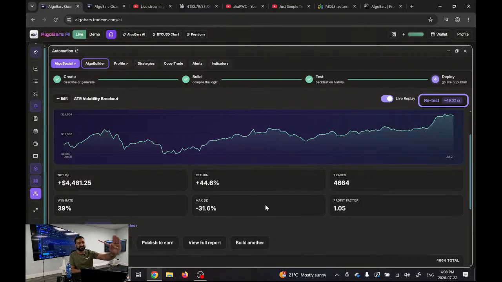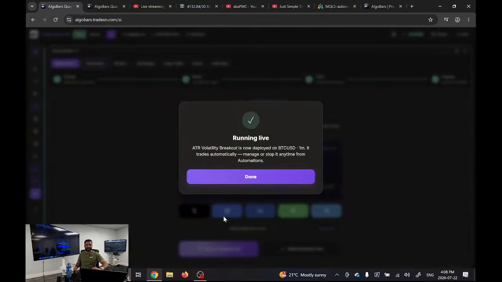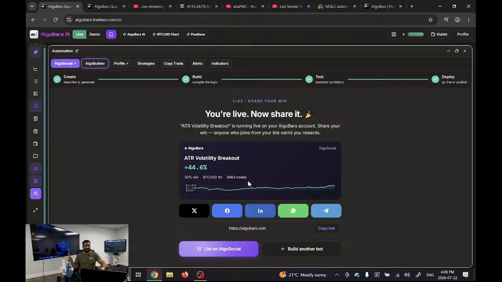And now if I like this strategy, let me show you how easy it is. You just click deploy it live. Okay, you can change your settings if you want. I mean, it uses the strategy settings by default. And then all I have to do is click deploy live, done. My bot is built, it's coded, it's tested, and it's deployed within like 2 minutes. You don't have to wait for a coder anymore. You can build and backtest and deploy your strategies within just a few minutes right here on AlgoBars.